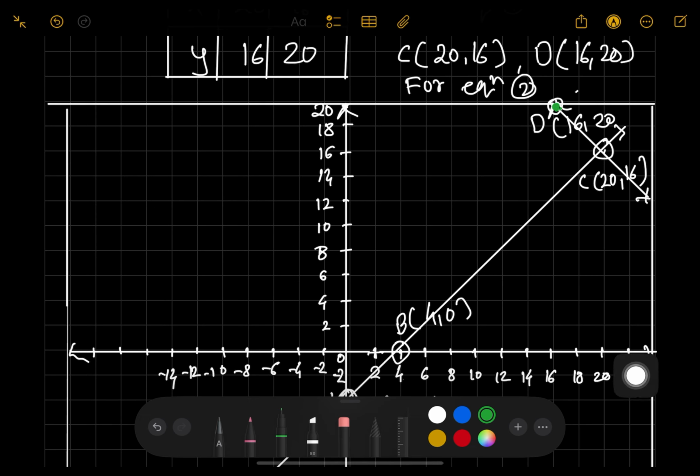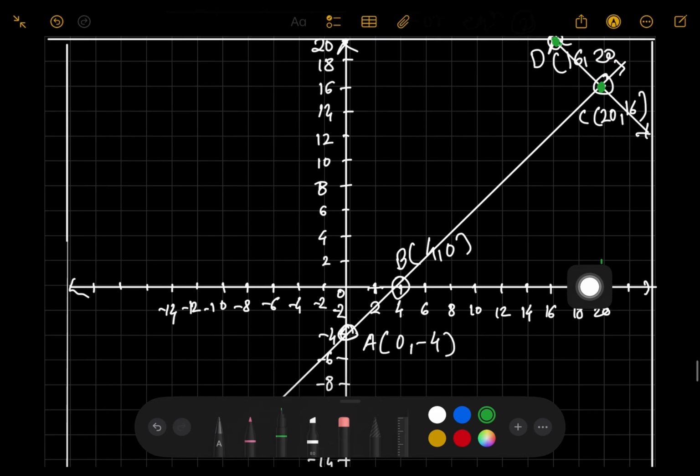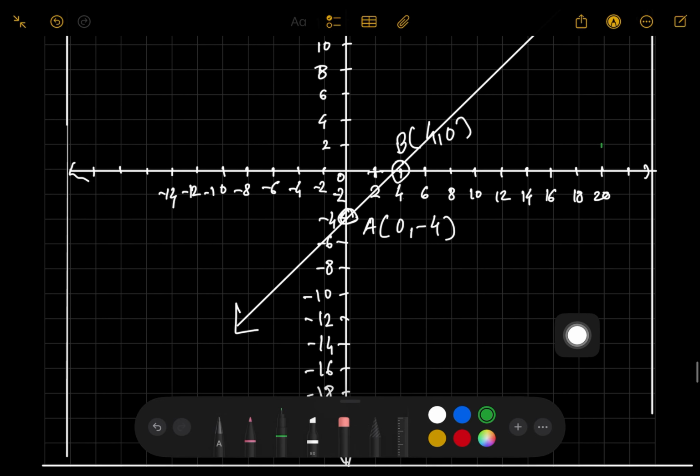This x-axis 16 and y-axis 20. So you are getting here D point 16 and here C point, 20 and 16. So this is the only point you got, the intersection. These two lines are intersecting here, so you are getting the same point on x-axis 20 and y-axis 16. That is the intersecting point we received.